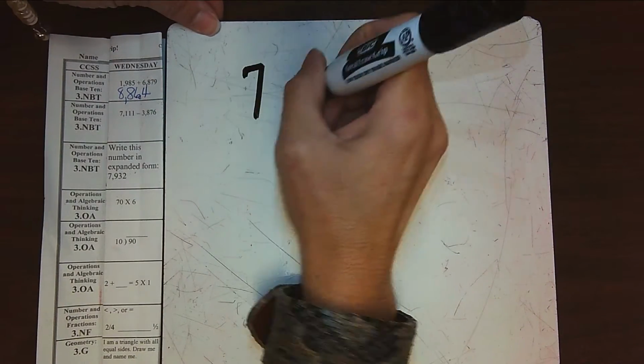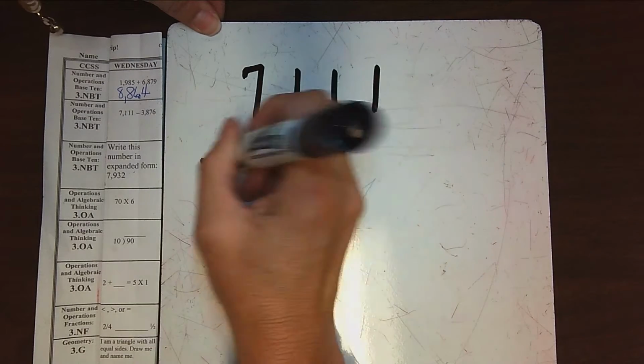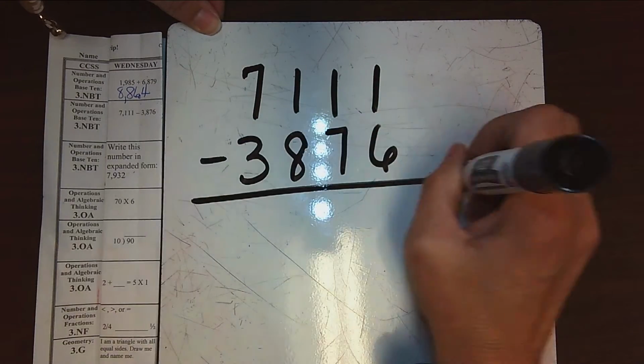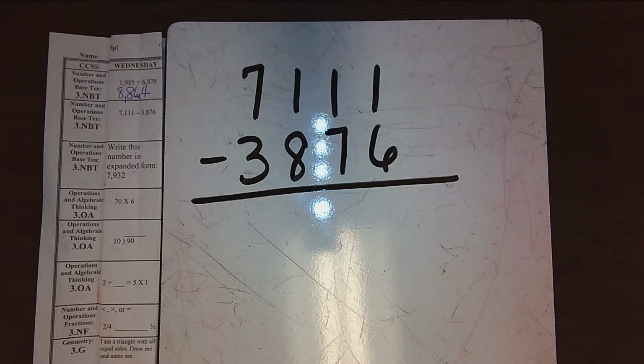Alright, we're finding the difference between these two numbers. 7,111 minus 3,876. Evaluating this problem, first off, I can see I've got more on the floor, so I'm going to have to borrow and regroup on a lot of these.